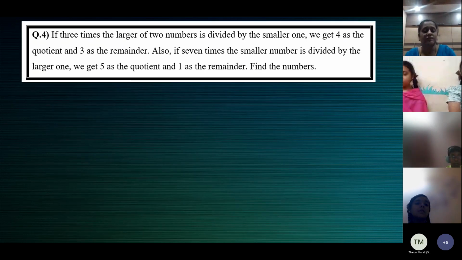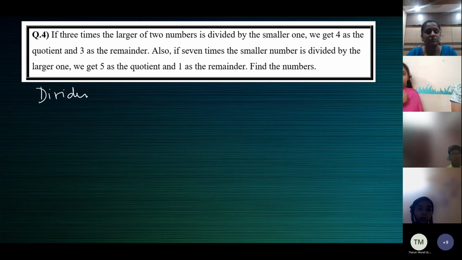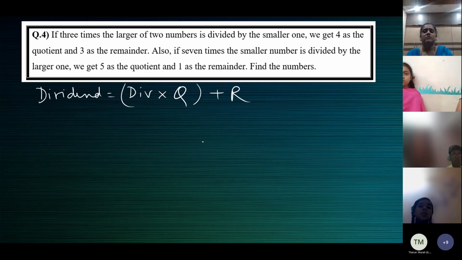Yes, children. If 3 times the larger of the two numbers is divided by the smaller one, we get 4 as the quotient and 3 as a remainder. So here to construct the equations, we have to use the division algorithm. We all know that the dividend is equal to divisor into quotient plus the remainder. Okay, so now we have to find two numbers. So let the larger number be x, let the smaller number be y.